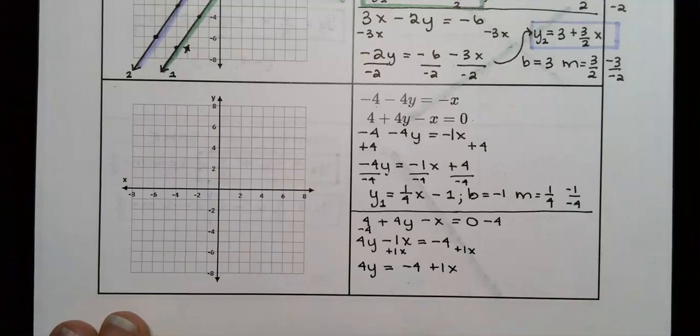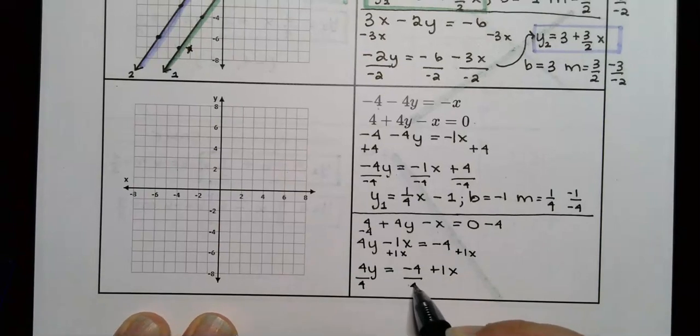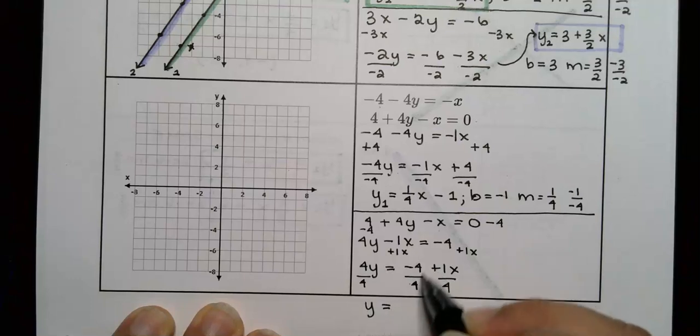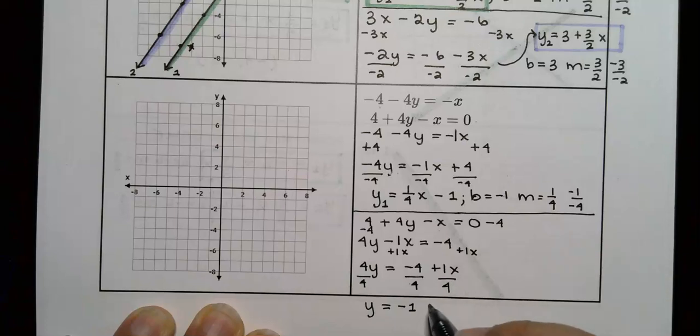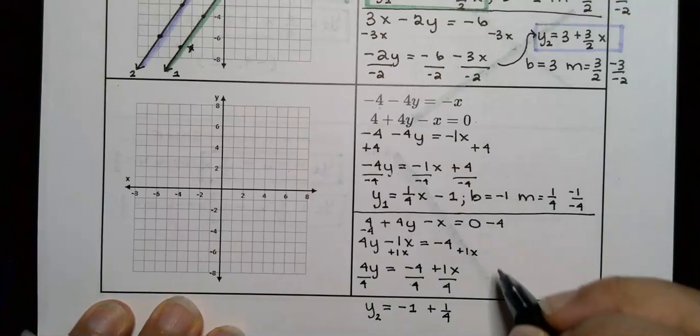And now it's starting to look like something we already know. So from here, let's just divide by 4. It is a +4, so we'll divide all of these numbers by +4. And this gives us y equals -1. There's nothing we can do here, so we'll just leave it as a +1/4. And since we solved this for y, we're going to go ahead and call it y2, because this is our second line. And I'm just going to write it up here.